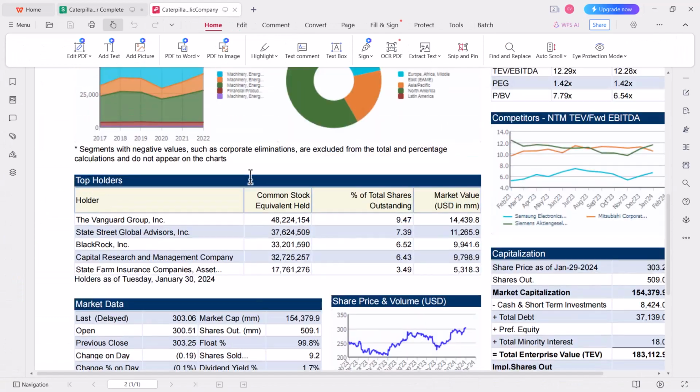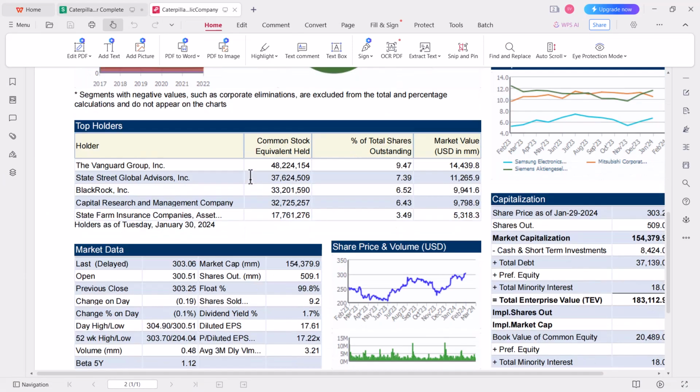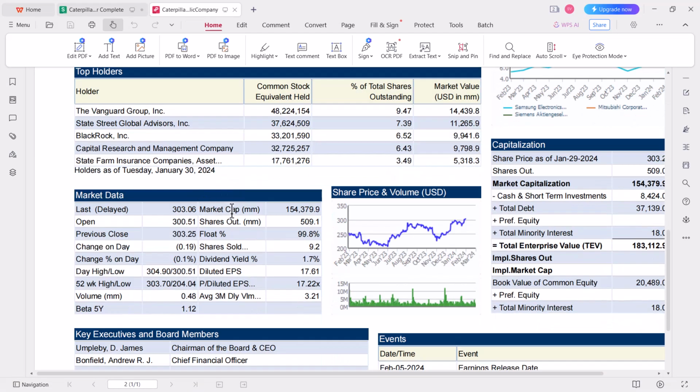So going back out to the tear sheet, we're going to look at the market cap here. It's 154,379.9.